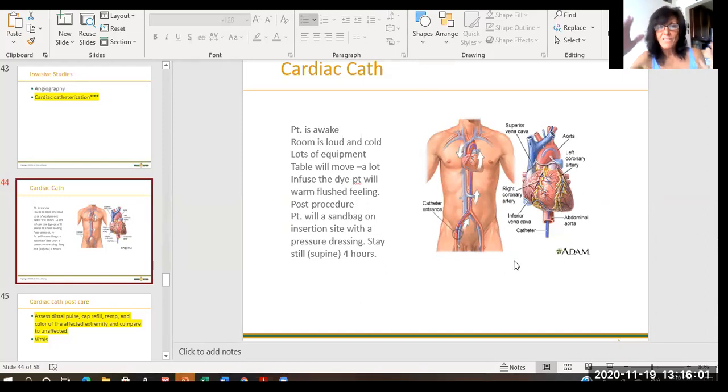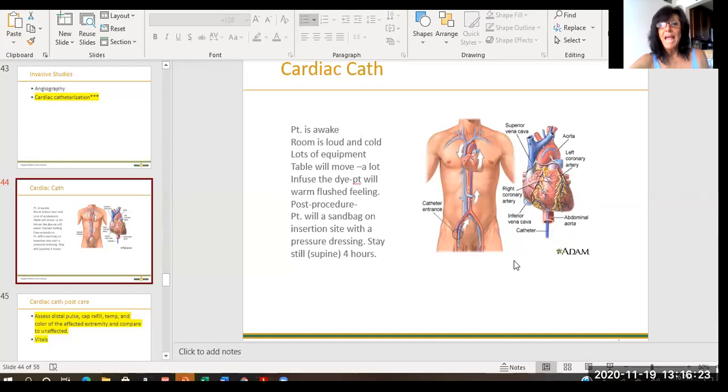And so the basics are that the patient is going to be awake. They're not sedated for this. The room is loud and the room is cold, and there's a whole lot of equipment in the room. You must tell the patient that the table is going to move, because if they don't know about that in advance, lying on a table, the next thing you know, they start swinging and swaying. That can be scary.